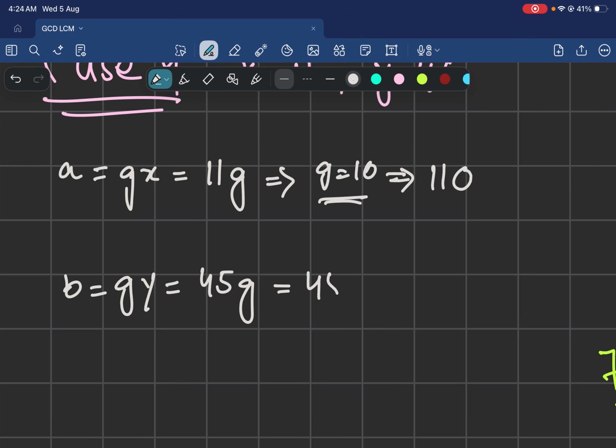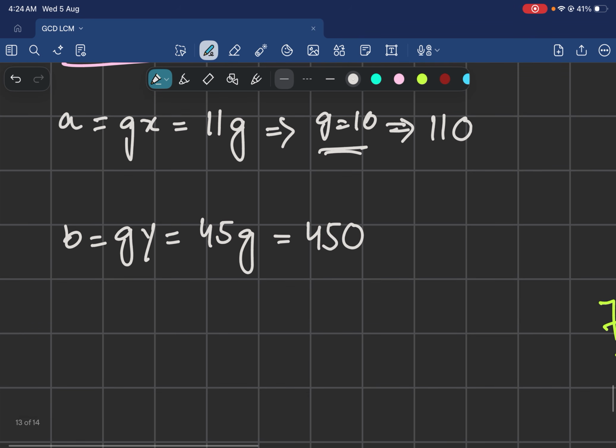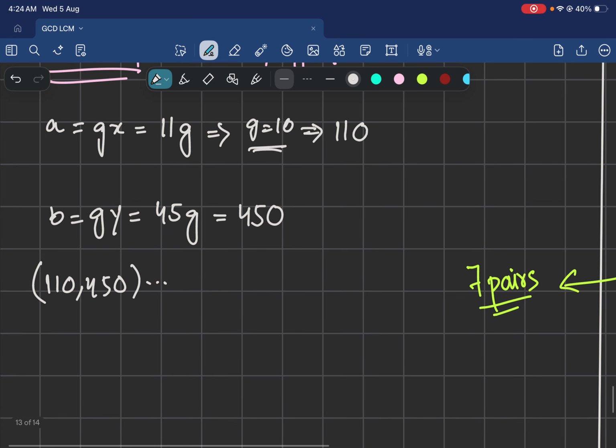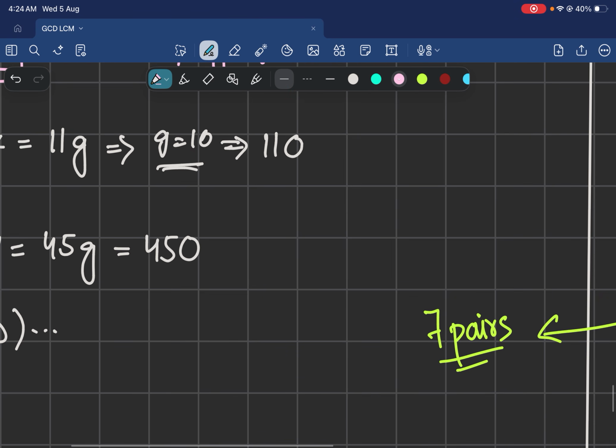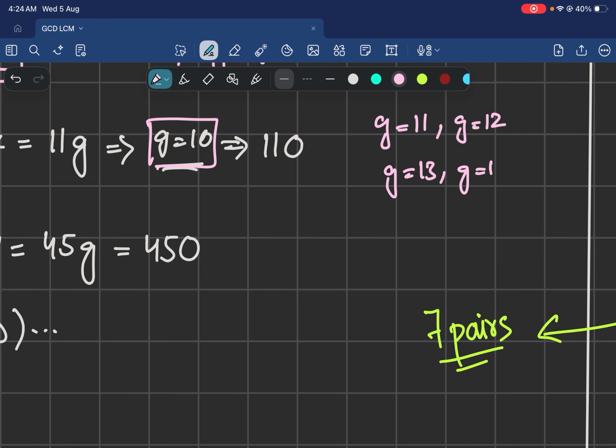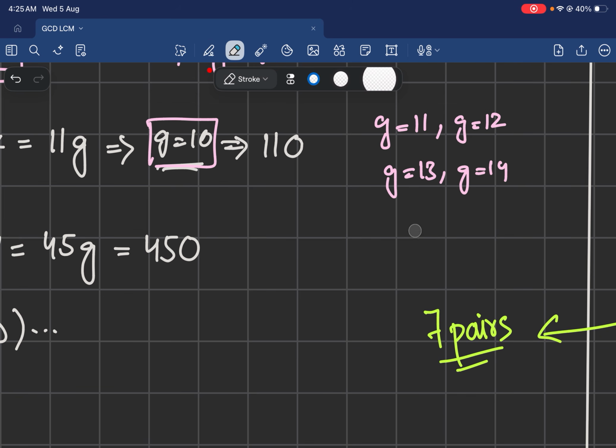And what would b be here? For g of 10 I will get 450. Both are within the range of 100 and 1000. So the first acceptable pair is 110 and 450. Now let's try a huge g. Obviously g of 11 will work as well, and g of 12, g of 13, g of 14. Let me try to guess the maximum one.